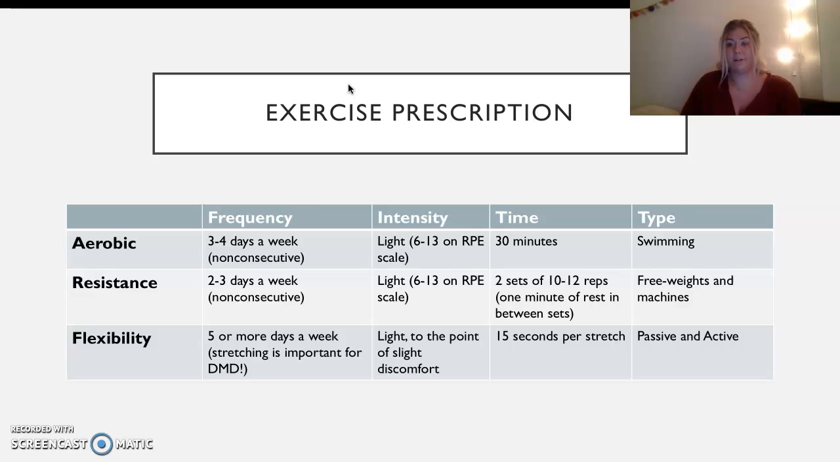And he will also be doing flexibility training, which is extremely important as it can help with contractures. And he will stretch a minimum of 5 days a week, but ideally every day. Stretching is considered a light exercise, but it should be done to the point of slight discomfort. And they should be held around 15 seconds per stretch. And he will be doing a combination of both passive and active stretches.